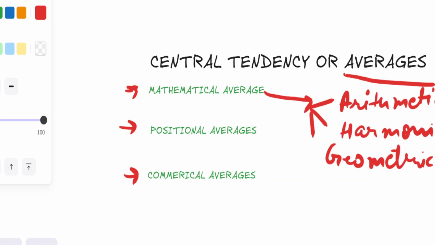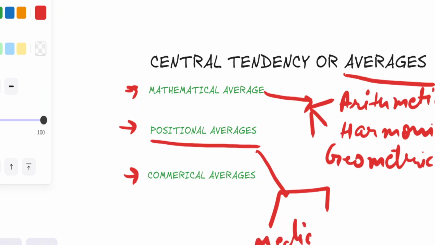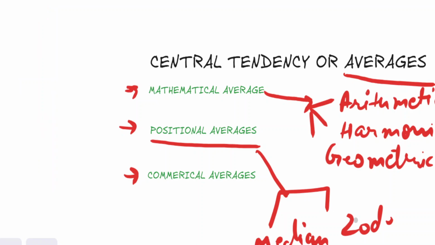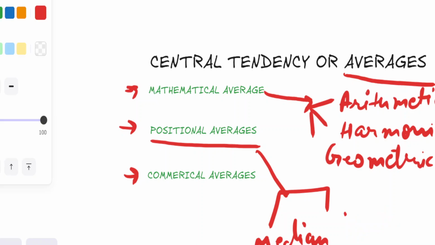The positional average is further divided into two parts, that are median and mode. They are known as positional averages because they are not calculated on the actual values, they are calculated according to their position.